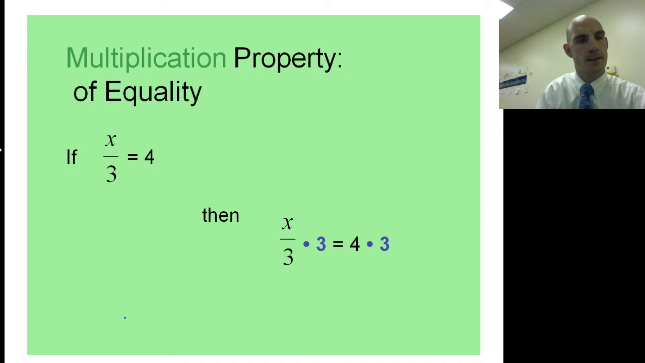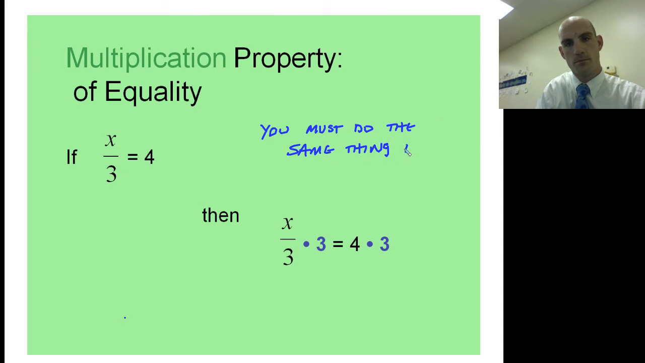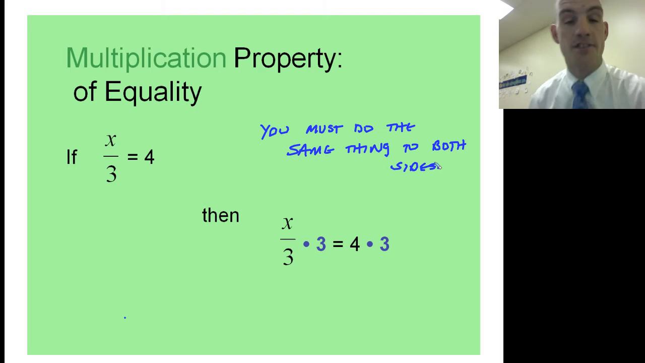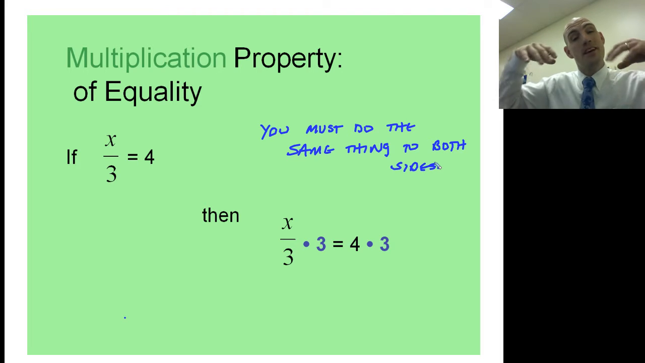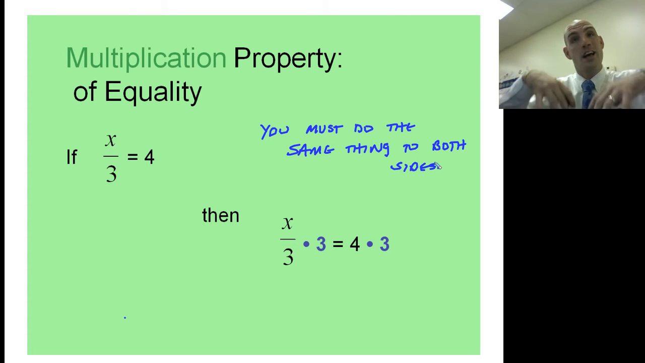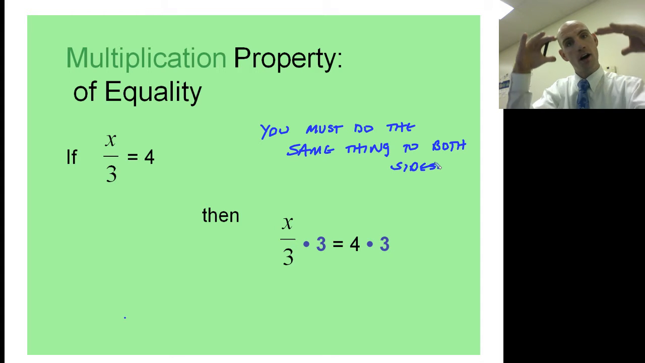And the key to this is, once again, you must do the same thing to both sides, because if you don't do the same thing to both sides, you tip that scale of the equation.